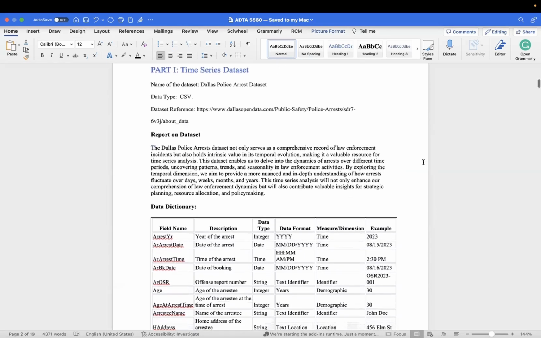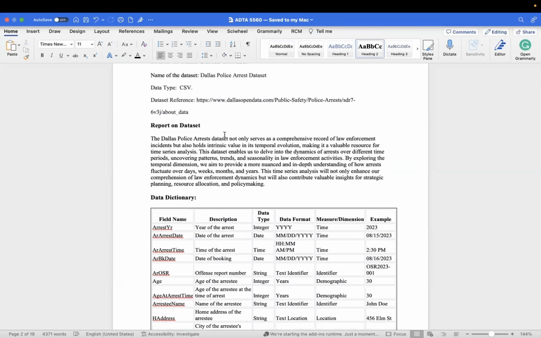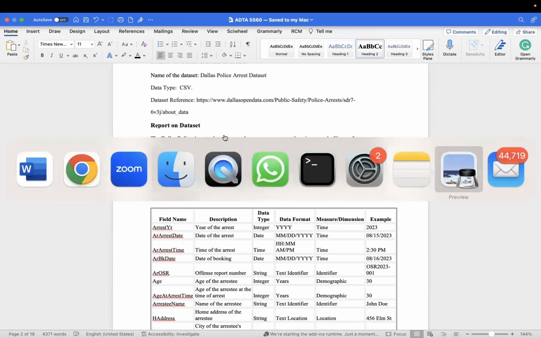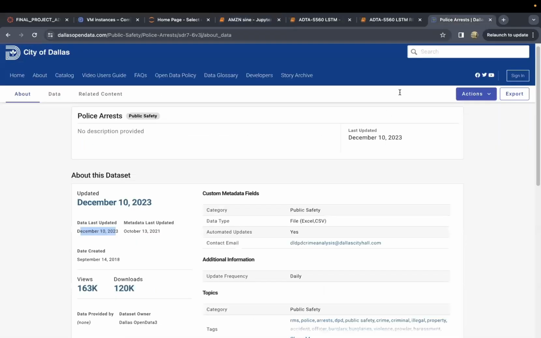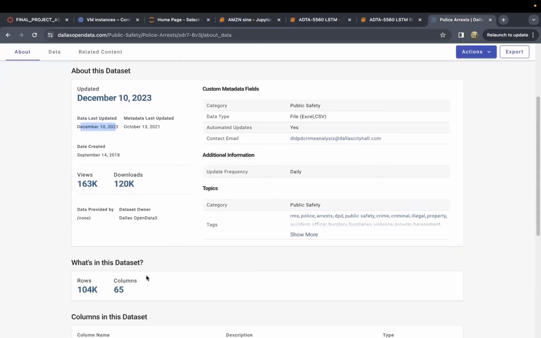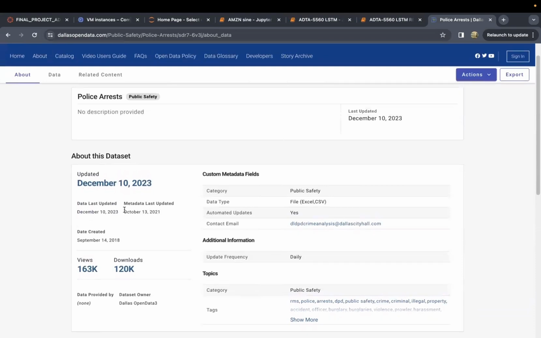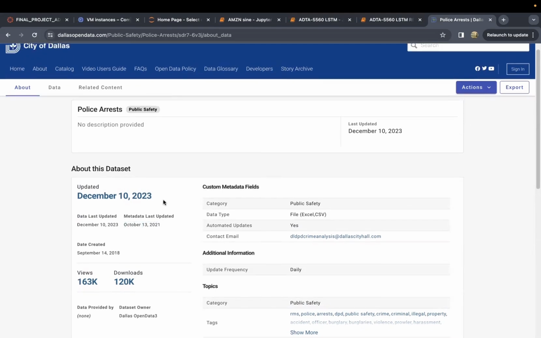Coming to part 1, the time series dataset, I've chosen the Dallas police arrest dataset. It's in CSV format. Here is the reference to the dataset. You can go ahead and check the website of the Dallas police arrest dataset. The dataset consists of 65 columns and 104K rows. The last update was December 10th, starting from October 2013 to 2021. It is a daily updated dataset.